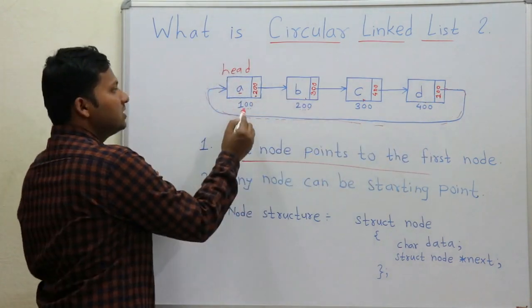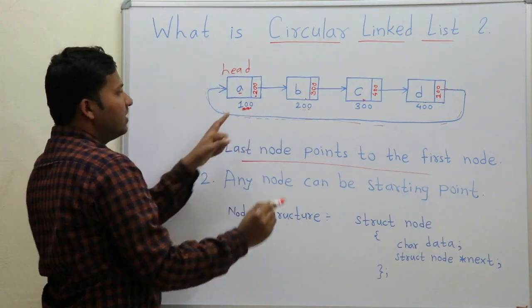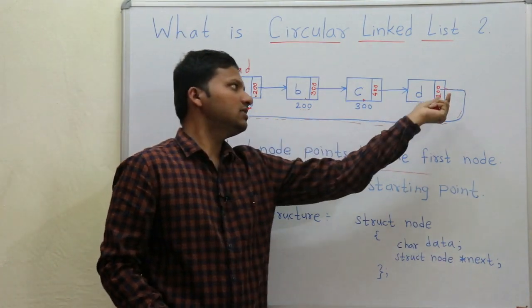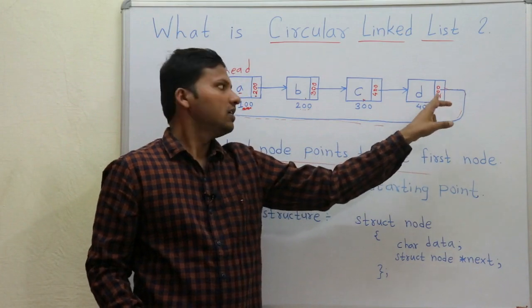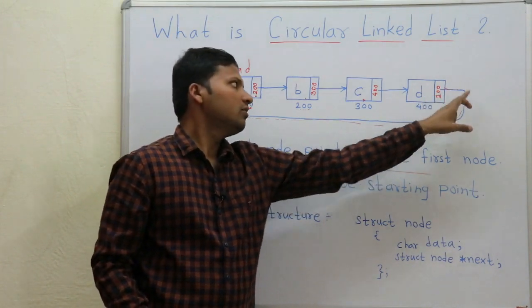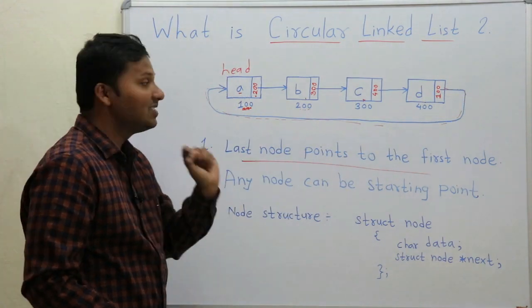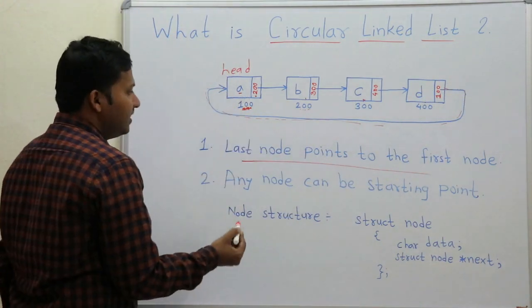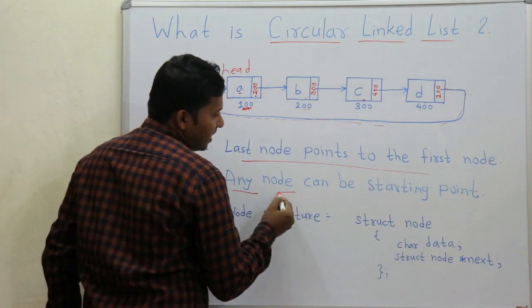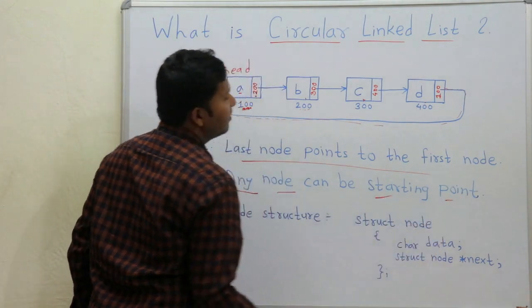So see, the first node is on memory location 100, so this 100 is stored in the last node. That means node D points to node A, that is the head node. So this is the circular linked list, and in a circular linked list any node can be the starting point.